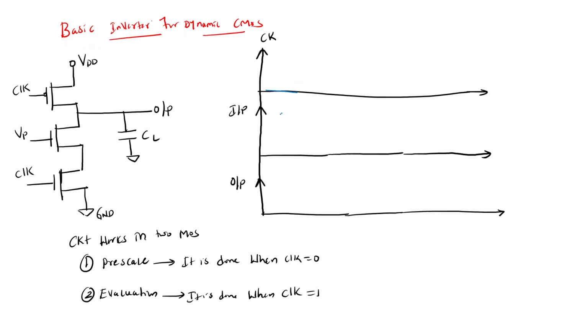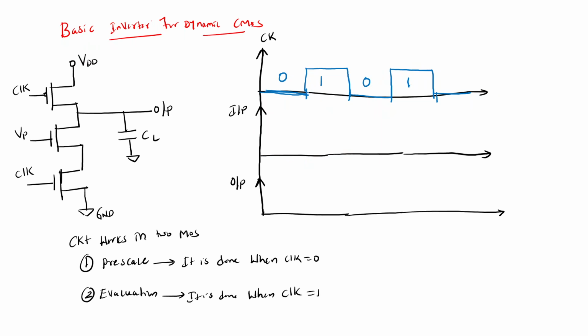So I am drawing the clock signal. Let us take this is 0. So here this is 0, and next clock becomes 1, then the clock becomes 0, then clock becomes 1. Okay, so this is the clock signal. This is nothing but clock 0, 1, and again clock 0 and clock 1.